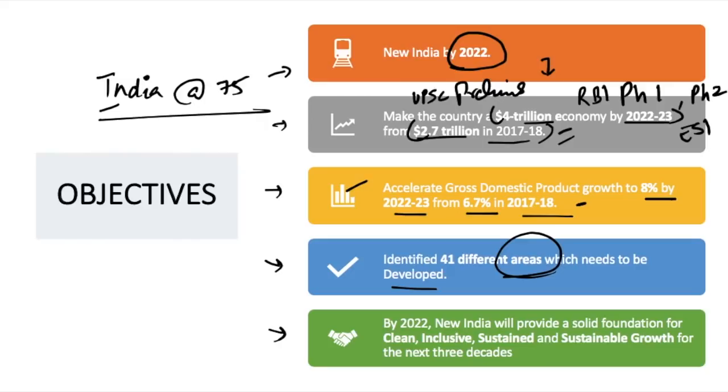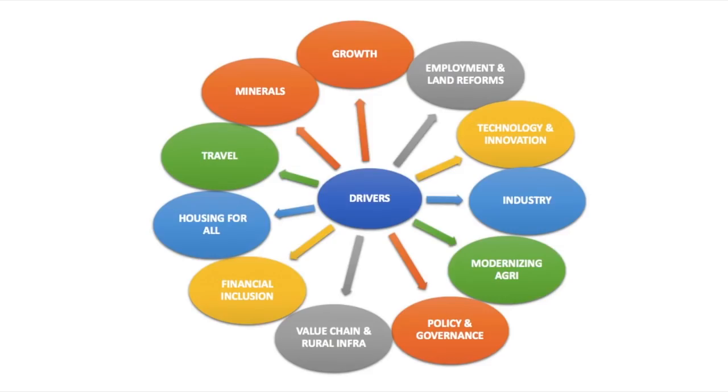By 2022, New India will provide a solid foundation for clean, inclusive, sustained, and sustainable growth for the next 3 decades. That is till 2052, 3 decades. So this is another objective that has been created.